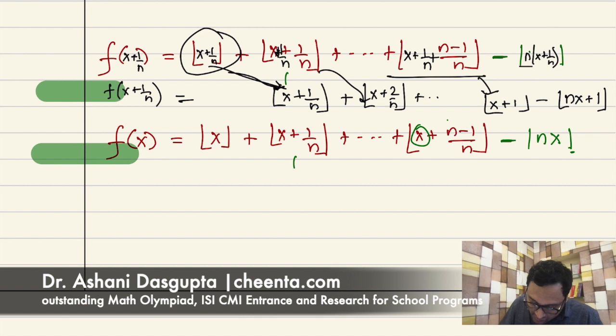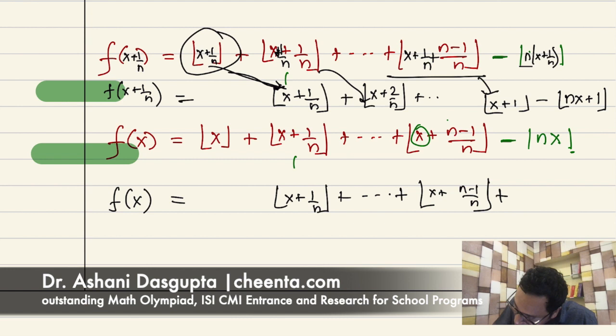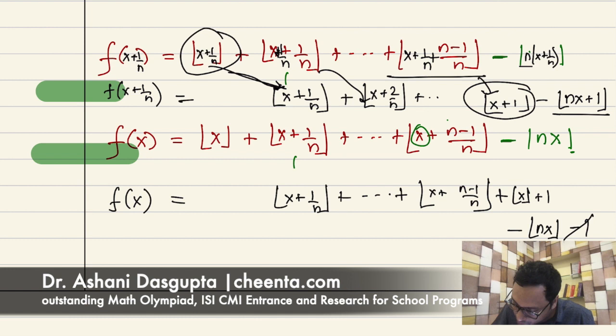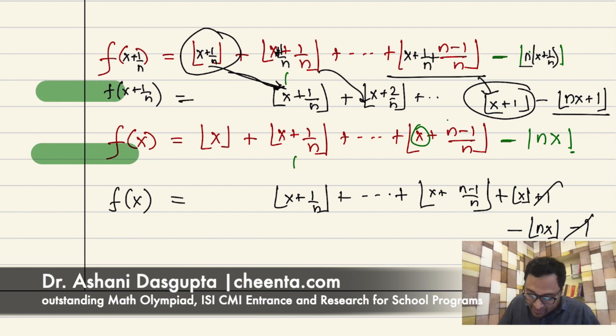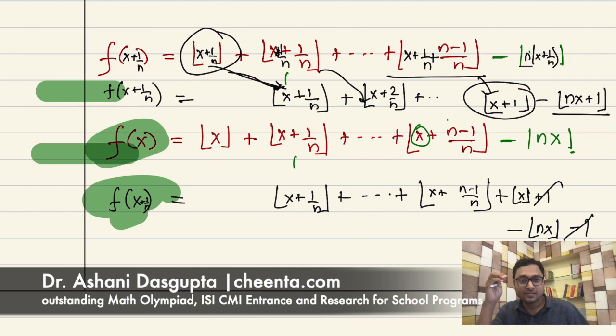So what do we have? We have f of x equal to x plus 1 over n, dot, dot, dot, a bunch of things, x plus n minus 1 over n, plus this one: the integer part of x plus 1, minus the integer part of nx plus 1. So plus 1 minus 1 cancels. You see what we have here is exactly the same as what we have here, right? Awesome. So that means f of x plus 1 over n is exactly the same as f of x. So we have shown that this is a periodic function.